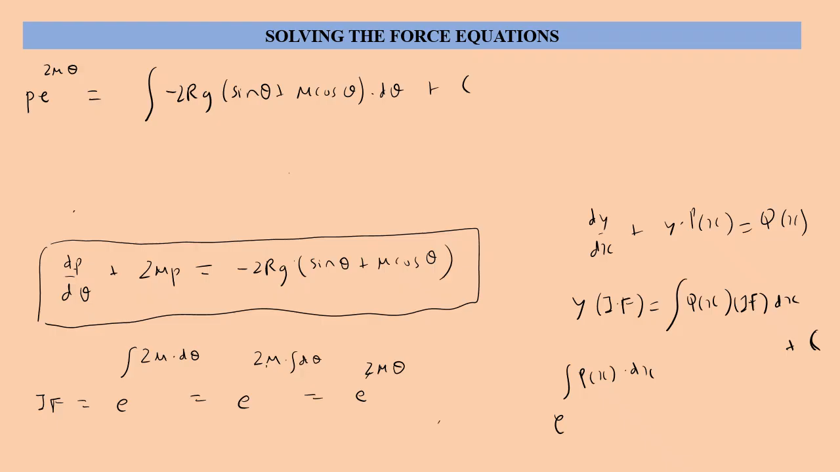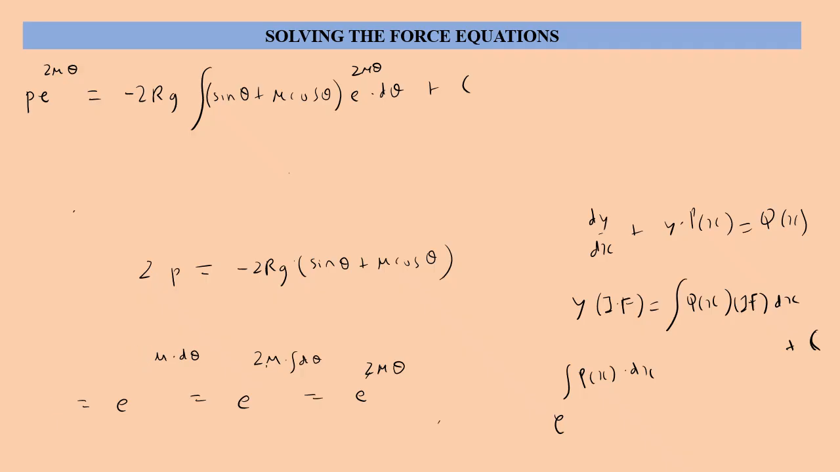And since minus 2 rg is a constant, I can factor it out of the integral. So I can write this as minus 2 rg integral of, oh wait, I forgot the integrating factor term. We also have e to the power 2 mu theta here. Yeah. Integral of this plus c, where c is an unknown constant of integration. So to proceed ahead now, we have to evaluate the integral appearing on the right hand side of our equation. This integral can be obtained by the technique known as integration by parts.